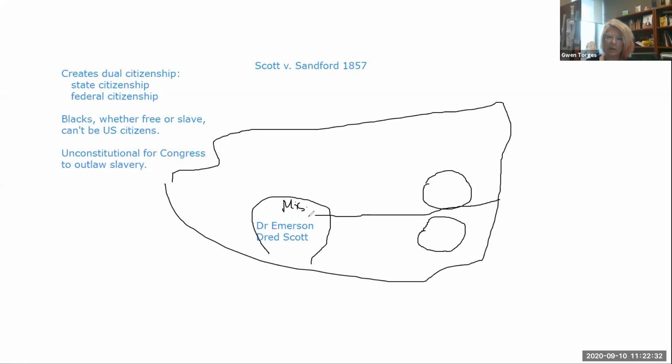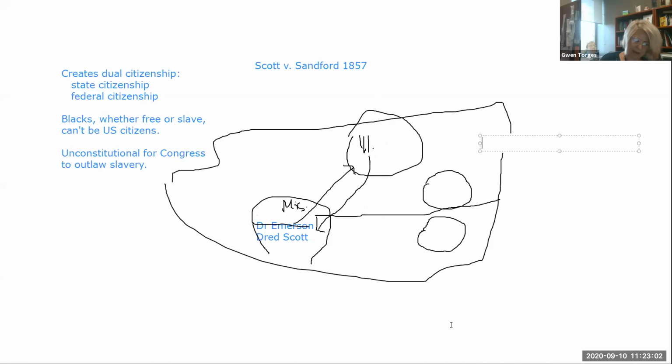And so when Dr. Emerson got stationed for a little while up in Illinois, and yeah, that's the abbreviation for Illinois, he took Dred Scott with him. And they were up there. The Army had him serve there for several months. Eventually, they returned back to Missouri. Dr. Emerson dies. In his will, he left Dred Scott and his wife to Mr. and Mrs. Sanford. And that's how they get in the case.